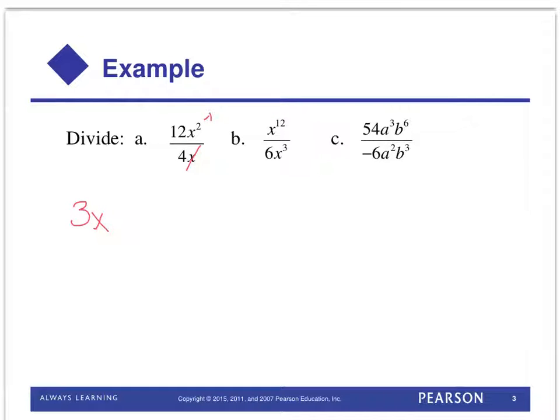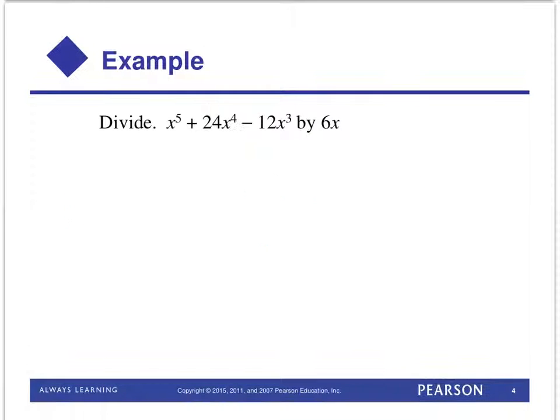When you look at b, you have x raised to the 12th power over 6 raised to the x to the 3rd. You can't do anything about that 6, but you can do something about the x's. So I'm just going to take 3 from 12 and subtract, so I get x to the 9th over 6. How many times will negative 6 go into 54? Very good, negative 9 times. I'm going to take the 2 and the 3 and subtract, so that just gives me a, and then I'm going to take the 3 and the 6 and that just gives me b to the 3rd. See, I told you these would go a little fast.